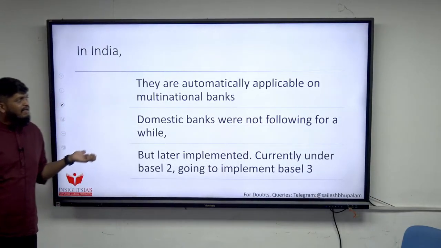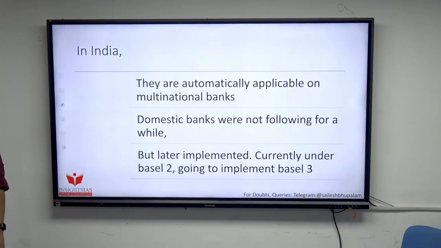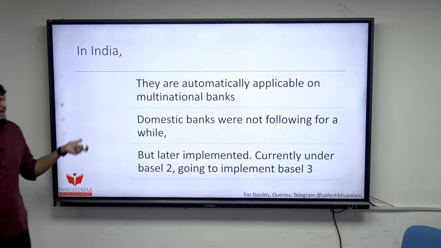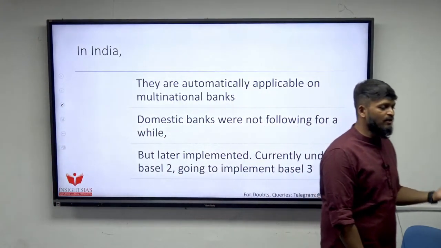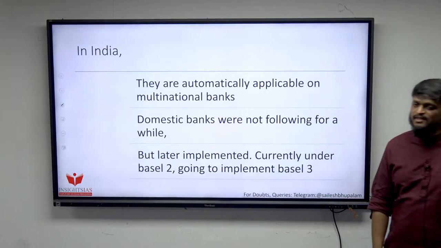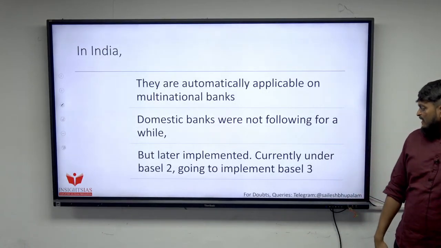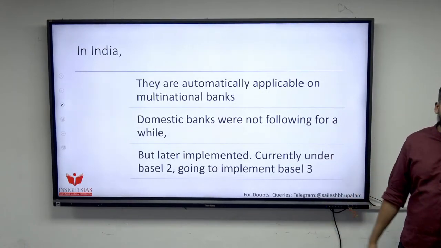So in India, they were applicable automatically only on multinational banks, because if a multinational bank is present, it is operating in multiple countries. If it fails in one country, it will have an automatic effect on other countries. So in India, domestic banks which did not have exposure outside the country were not adopting these Basel norms initially. But later RBI said they should also implement it. They gave a little more time to domestic banks, but they implemented it.